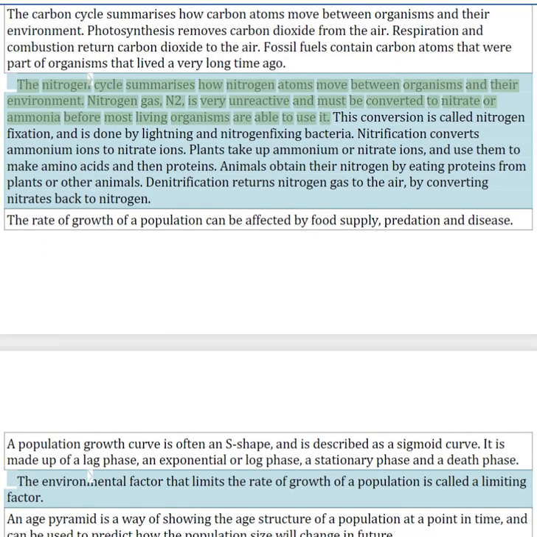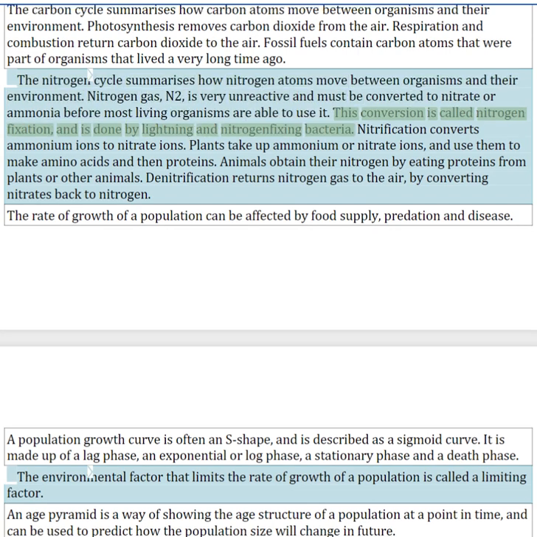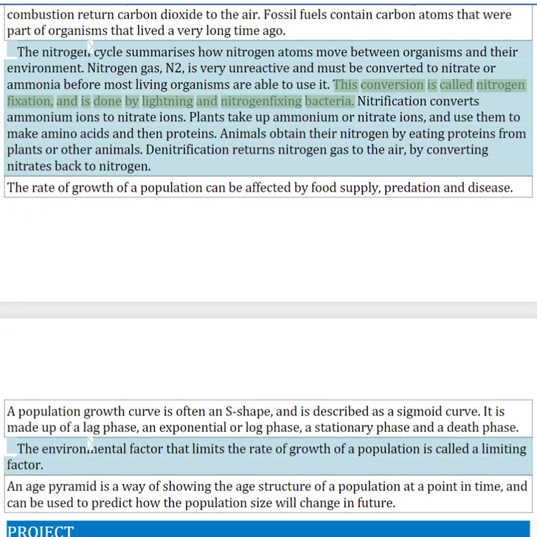The nitrogen cycle summarizes how nitrogen atoms move between organisms and their environment. Nitrogen gas, N2, is very unreactive and must be converted to nitrate or ammonia before most living organisms are able to use it. This conversion is called nitrogen fixation and is done by lightning and nitrogen-fixing bacteria.